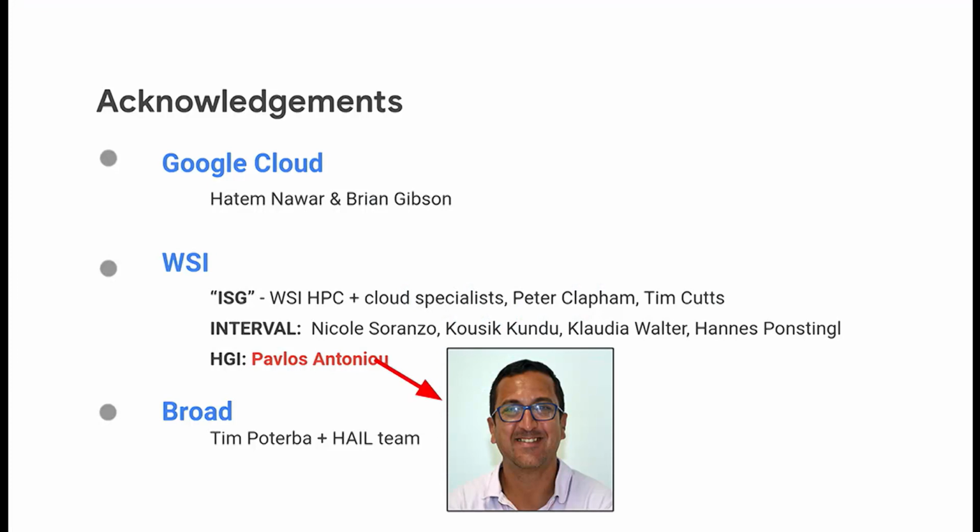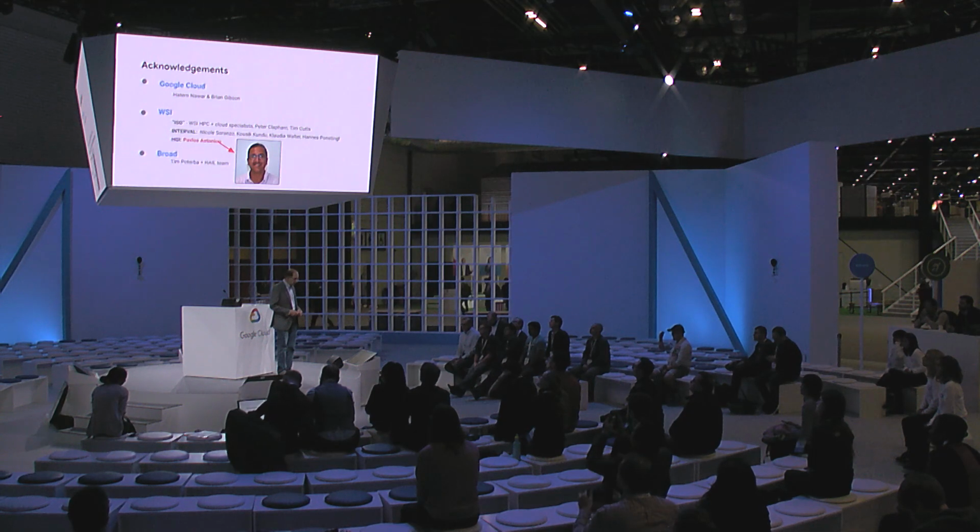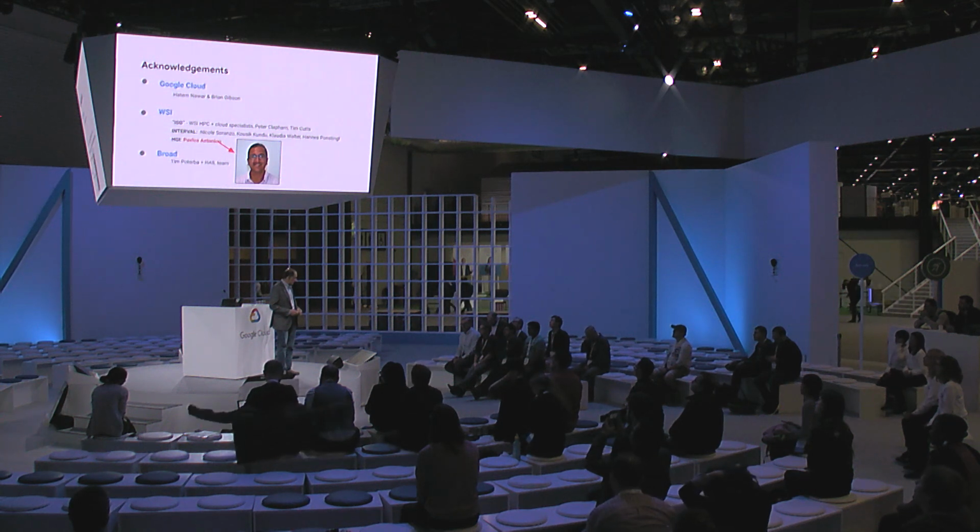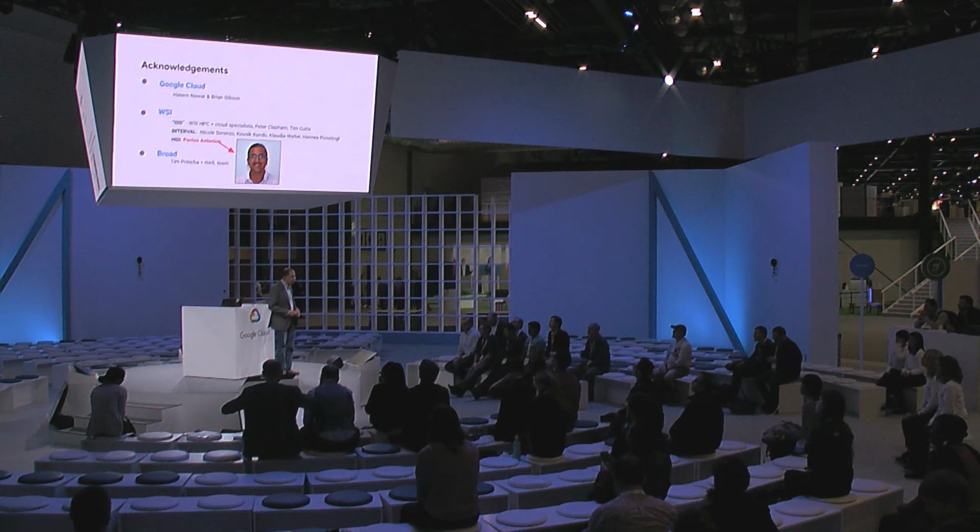I wanted to close with a few acknowledgements. Firstly, Hatem Nawar and Brian Gibson from Google Cloud have made this much easier. They've facilitated this at pretty much every step of the way. The scientists involved in the INTERVAL project are Nicole Soranzo, who's the PI, and her postdocs, Kaushik, Claudia, and Hannes. Our local on-site specialists are Pete Clapham and Tim Cutts and their teams, and of course Tim Poterba and the Hail team at Broad have helped us immensely along the way as well. Thank you.